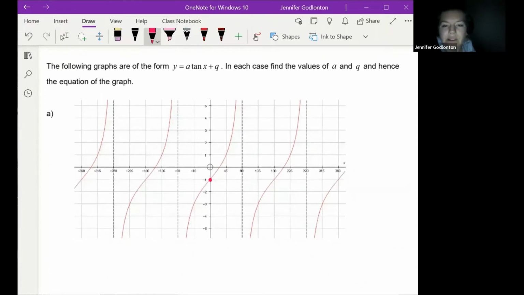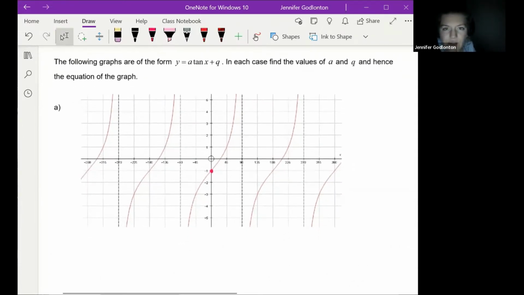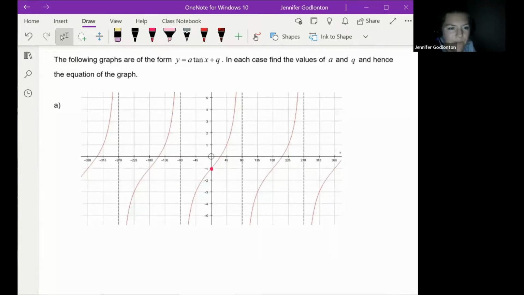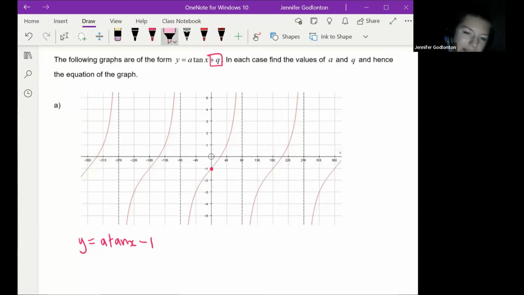What is that pink dot telling us that I've just drawn? Good, it's -1. It's the shift. Yes, it is the shift. And if it is the shift, it is our Q value. So actually right now we already know we've got y is equal to a tan x minus 1. And we know that this is the -1 because of that point over there.